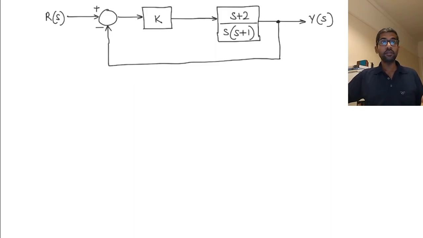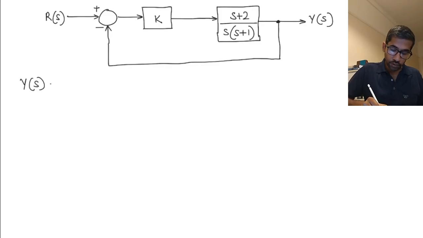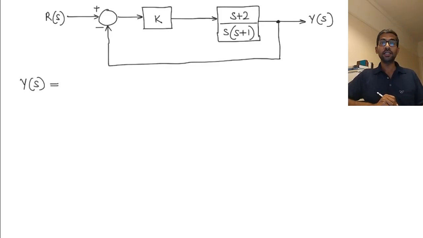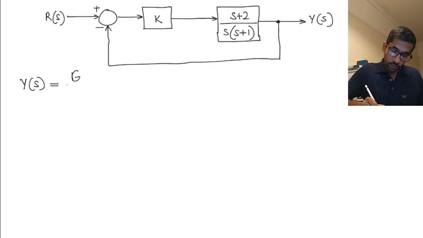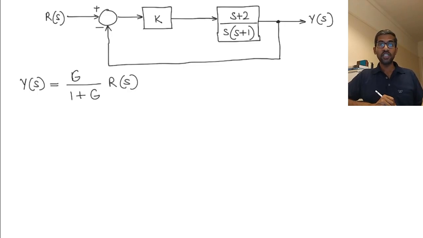And to find out the system transfer function, you have to write the output in terms of the input. So what is Y(s) going to be in terms of the input? It's going to be G over 1 plus G times the input R(s). Now G is the loop gain, which would consist of K and this transfer function here and any gain in the feedback. In this case, the gain in the feedback is 1, so we can just leave it out.